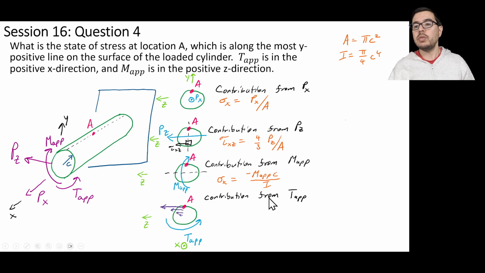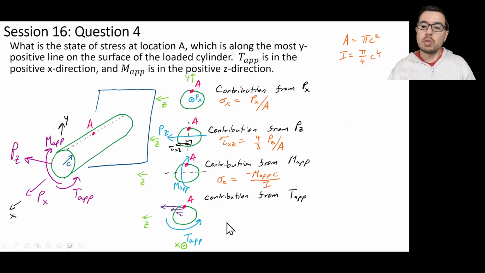For our contribution from T_ap, we recognize that this applied torque is causing there to be twisting. And so at the center line, right along where rho would be equal to 0, that's where the shear stress would be 0. But as we get farther out, from the torsion formula, T rho over J, we know that it's going to be max when rho equals c. So you can see c. Now, you can see that it's going to the left here.